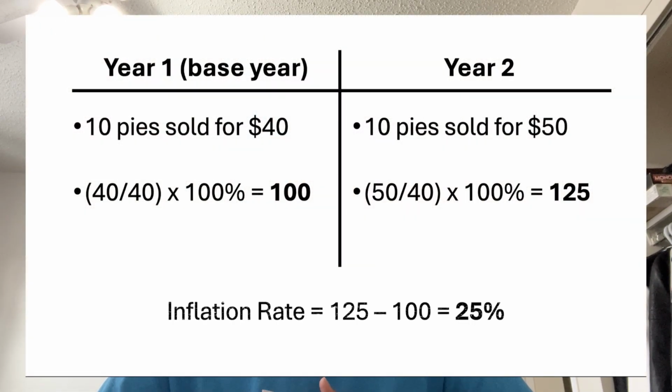Now, to calculate the inflation rate for both years, we subtract both years' CPI from each other. We subtract 125 minus 100, which gives us 25, which is the percentage by which the costs increased in year two. The inflation rate was 25%, and that's how CPI is used in calculating inflation rates.